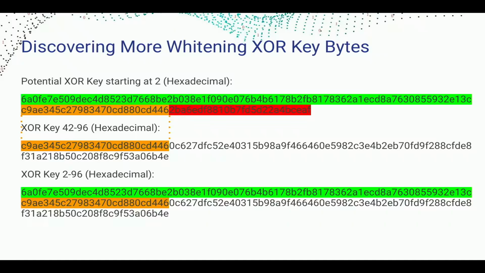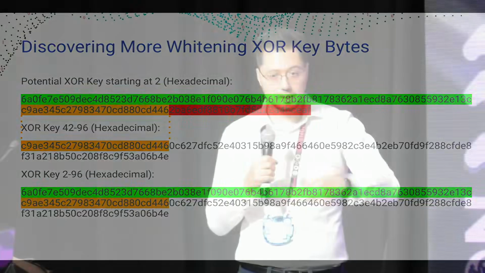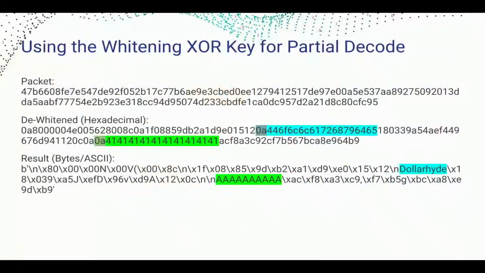So we now have an extra 40 bytes shown in green. We combine them with the already existing key that we found earlier between 42 and 96, and that gives us a key between 2 and 96. Now we take our packet and apply the key between 2 and 96, and we're seeing the payload, but we're not only seeing the payload, we're also seeing the call sign. So my call sign is $height, and we can see that in blue.